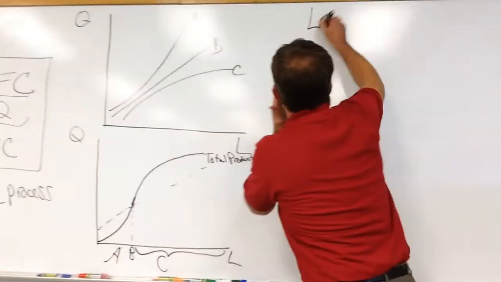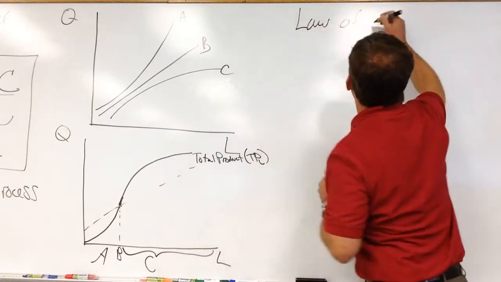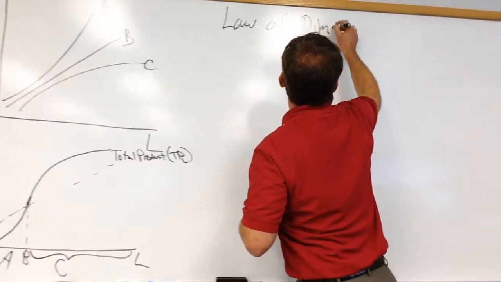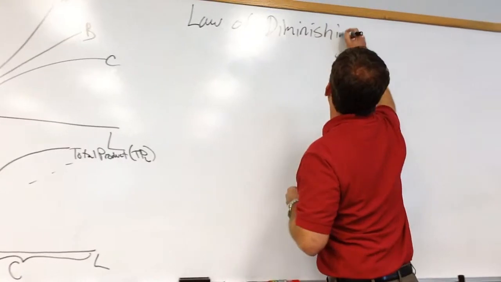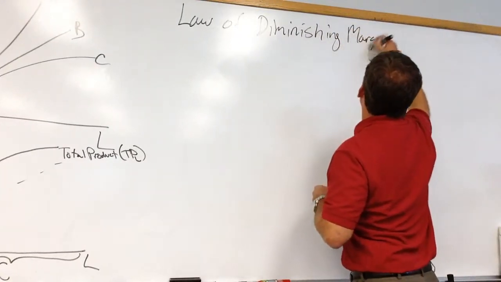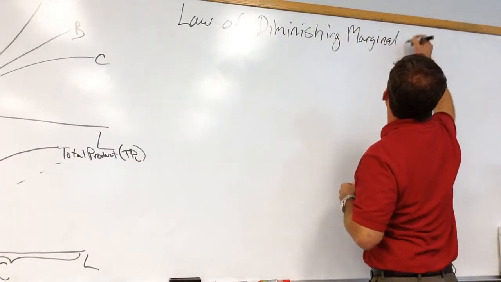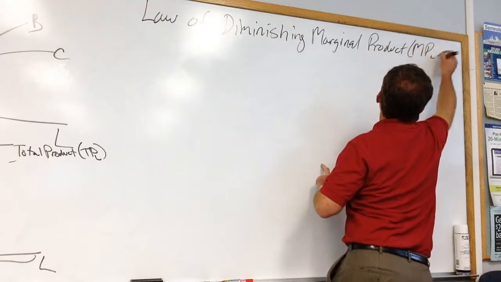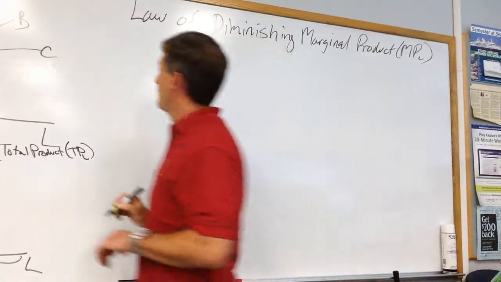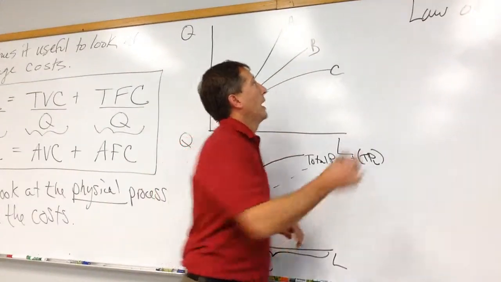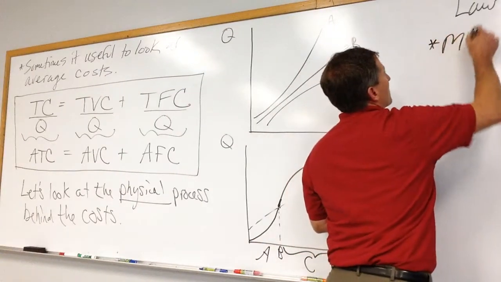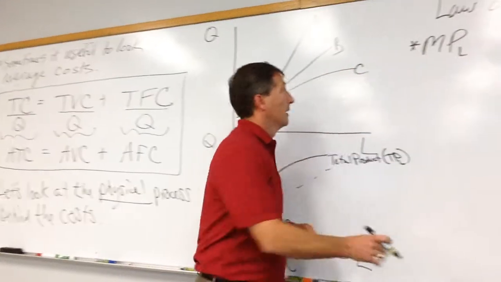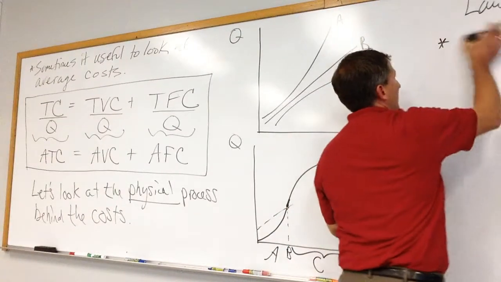And so this gives us the law of diminishing marginal product, which is MPL, the marginal product of labor. So I didn't define marginal product first, so in fact, let me back up even one more step. Let me give you the total product.